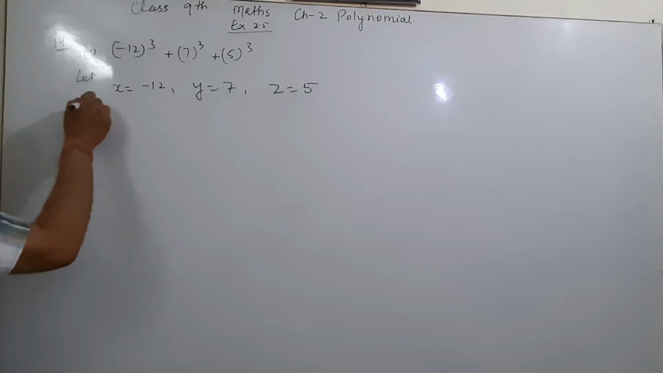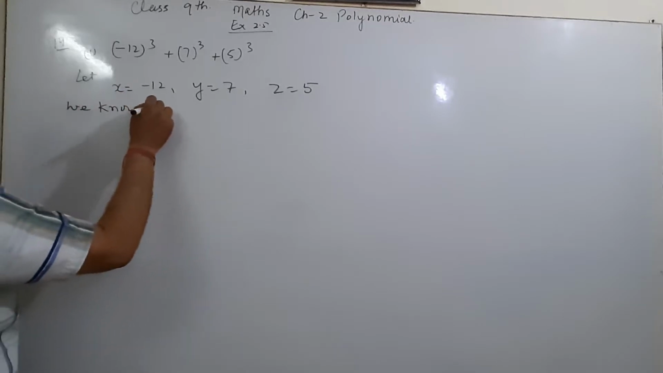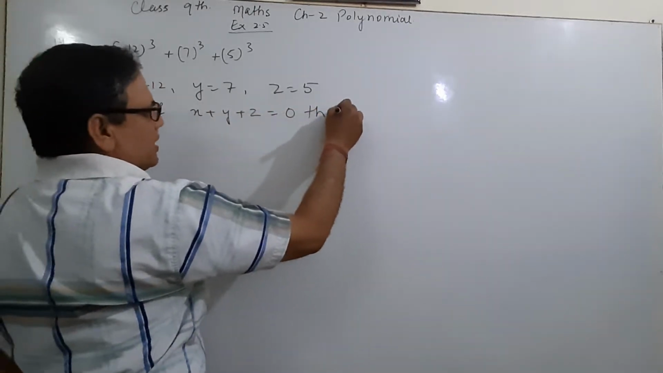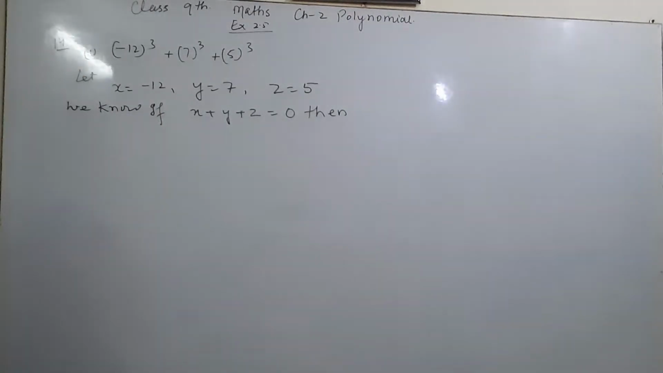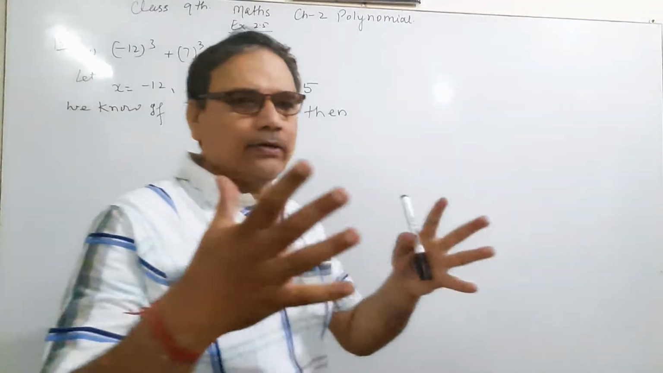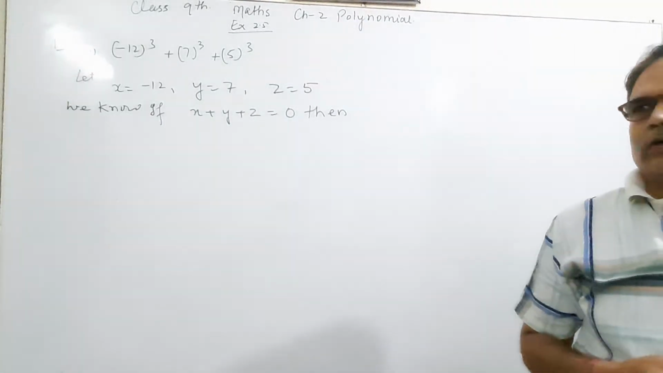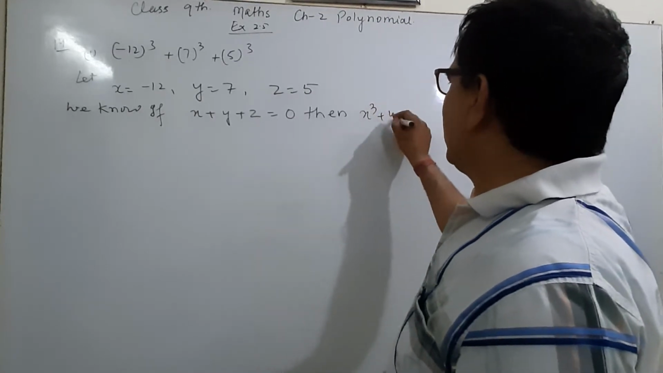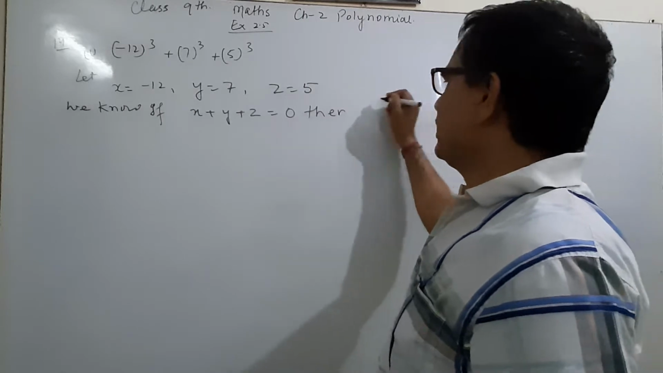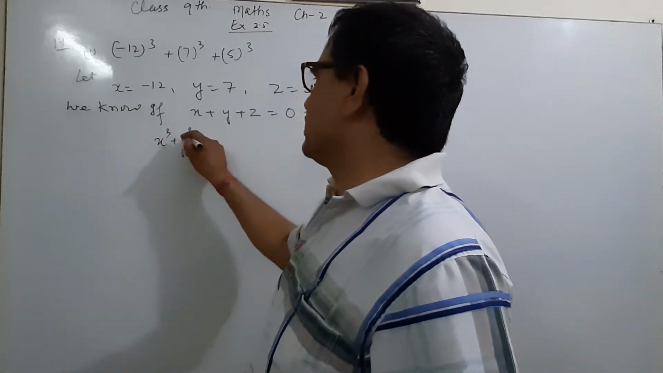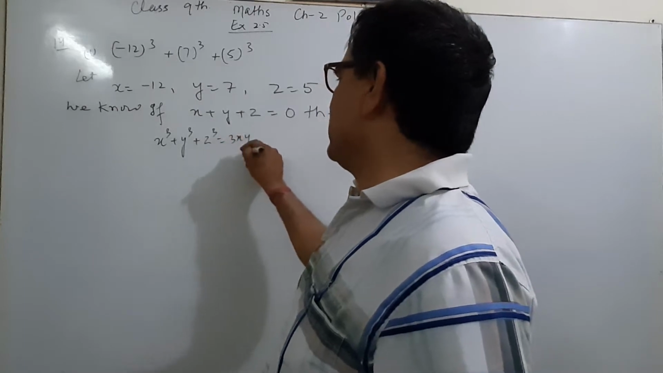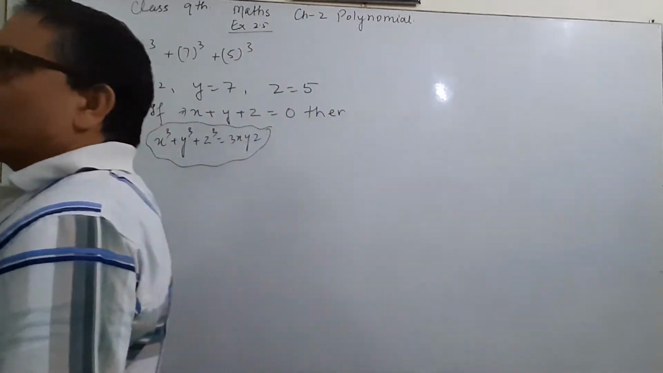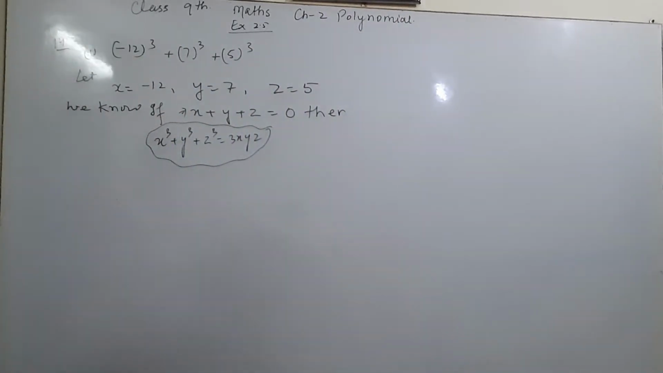We know that if x plus y plus z is equal to 0, then x cube plus y cube plus z cube is equal to 3xyz. This condition is applied when x plus y plus z is equal to 0, and you know it very well.